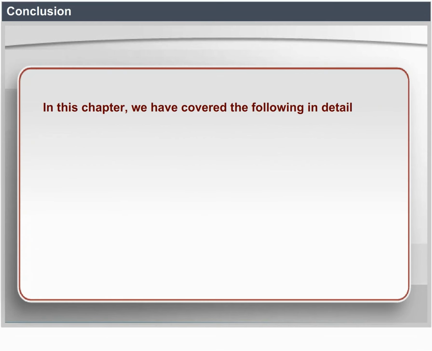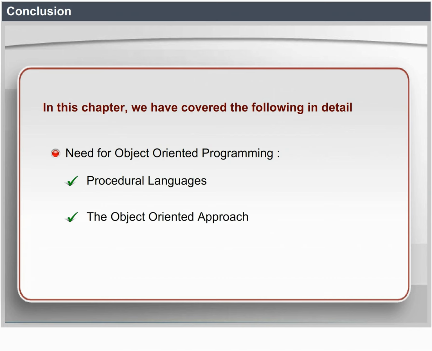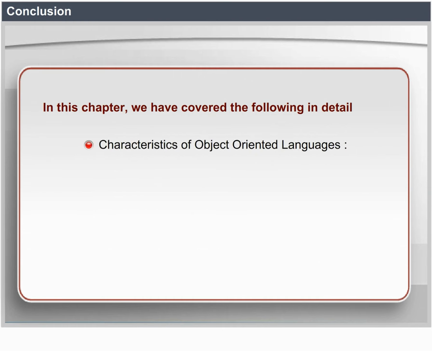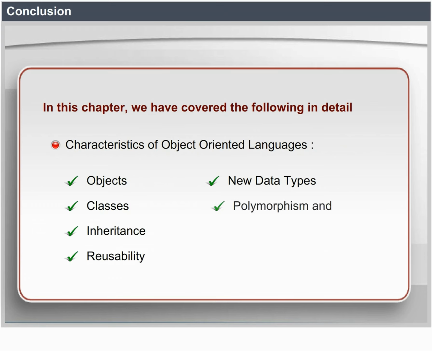Conclusion. In this chapter, we have covered the following in detail: need for object-oriented programming, procedural languages, the object-oriented approach, advantages of object-oriented programming, characteristics of object-oriented languages, objects, classes, inheritance, reusability, new data types, polymorphism and overloading.